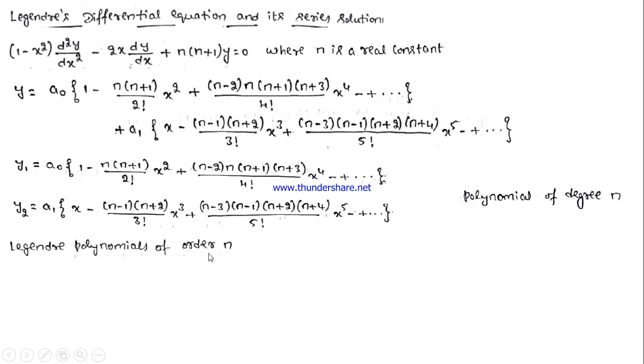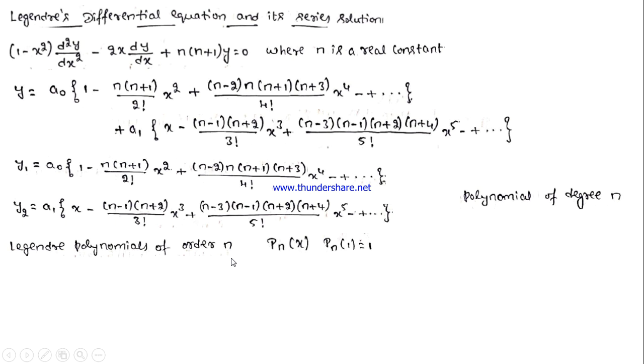That polynomial of degree n which satisfies the condition Pn of 1 is equal to 1 is called the Legendre polynomial of order n. We are interested in talking about this Legendre polynomial. Is this fine? Please keep this in mind. It may be y1 or y2, any one of these two expressions, the expression which gives these polynomials. When n is an even number, y1 becomes Pn of x. When n is an odd number, y2 becomes Pn of x, provided this condition Pn of 1 is equal to 1 is satisfied. Such functions are called Legendre polynomials of order n.